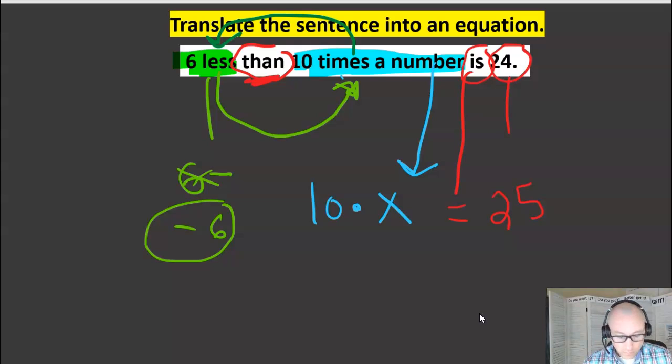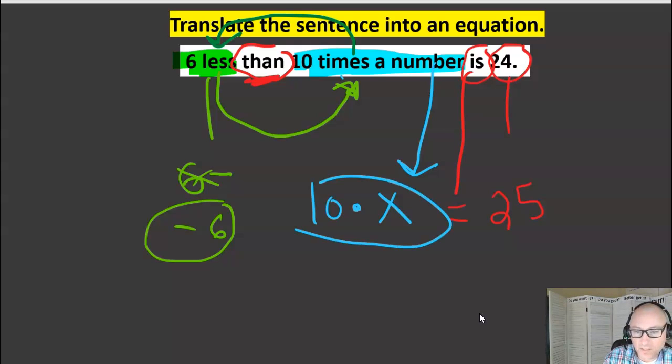We got to switch the blue with the green. So let's take the blue and put it first. So this got to come first. We're going to say 10 times X. Now we can do the green. Minus 6. Now we can put what it is, what it isn't, equals 25.